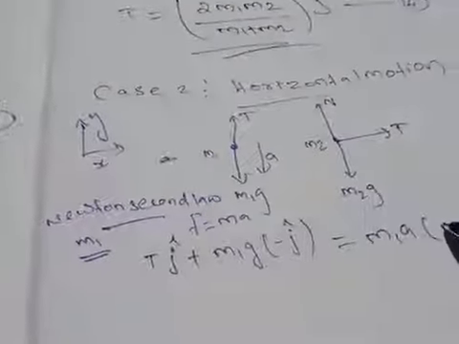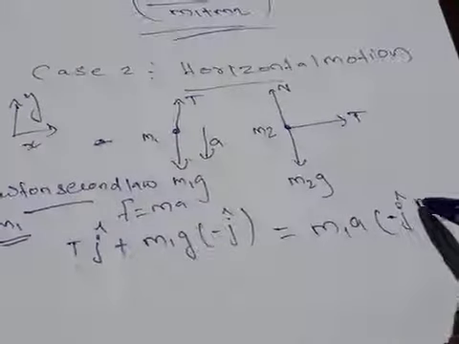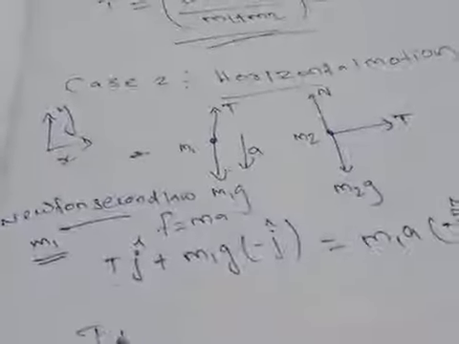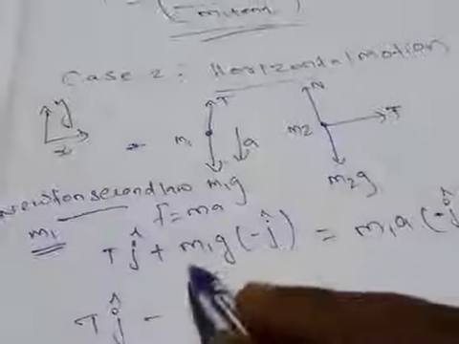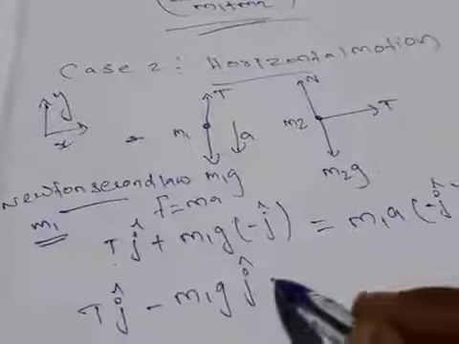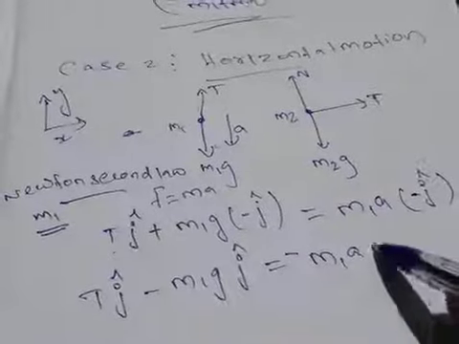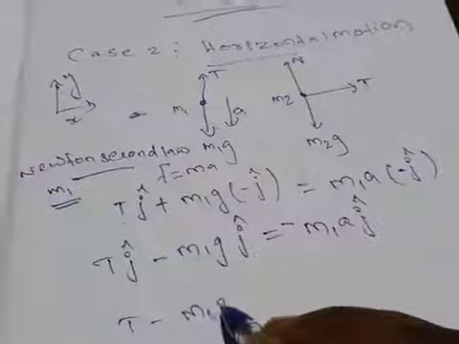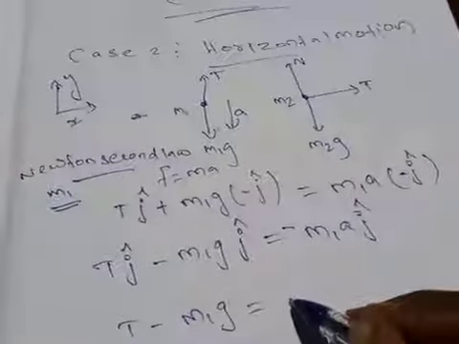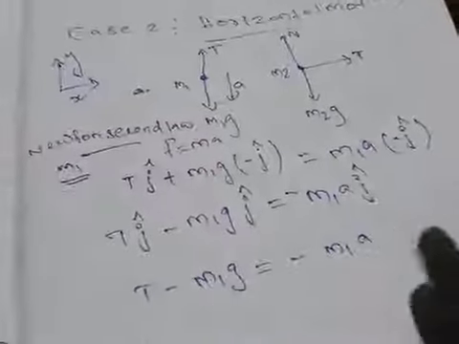M1A, downward means minus y axis, so minus J unit vector. So T J unit vector, minus M1G J unit vector, equal to M1A, with minus J unit vector. Comparing the components, T minus M1G equals minus M1A. So this is equation 5.